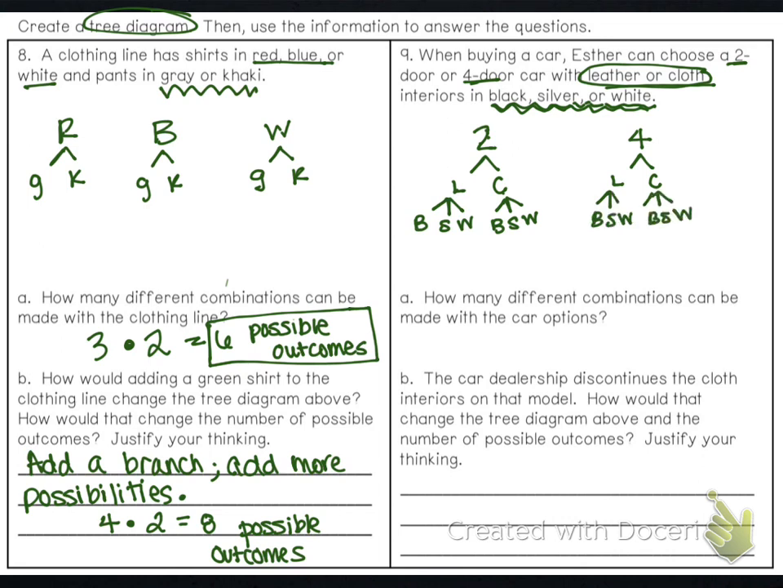Okay, and so how many different options? You had 2 choices for the car, 2 choices for interior, and 3 choices for your colors. 2 times 2 is 4, and 4 times 3 is 12.